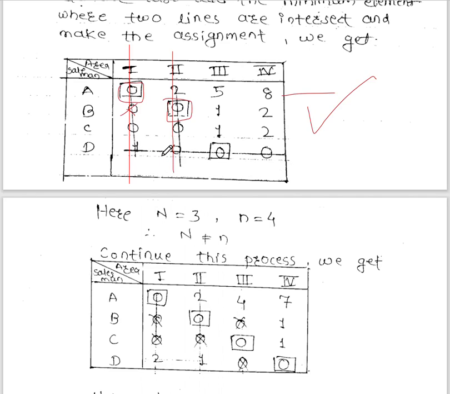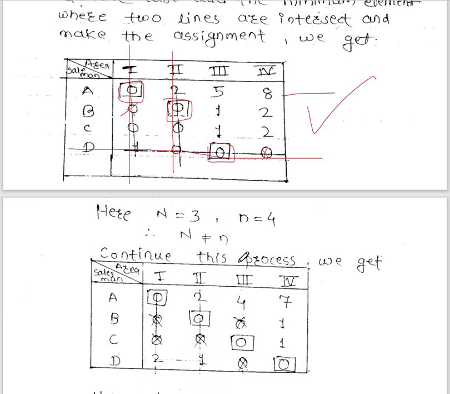Now we will go column wise. In the first column there is already a 0 assignment, in the second column there is already a 0 assignment, in the third column there is only one 0, so we can make a 0 assignment and cross this row. In the fourth column there is no 0, this is 0 but this is already crossed. So we cannot make a 0 assignment in the fourth column. So again here the number of lines, that is capital N equal to 3, and the order of the matrix, that is small n equal to 4. Hence we can say that capital N is not equal to small n, that is, the number of lines is not equal to the order of the matrix.